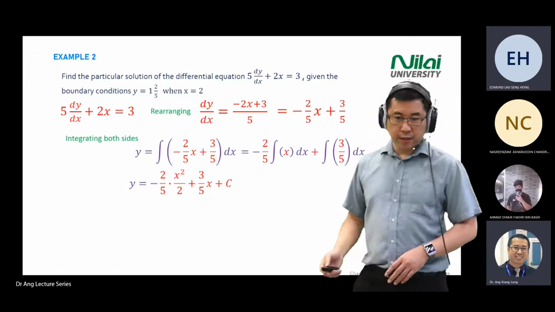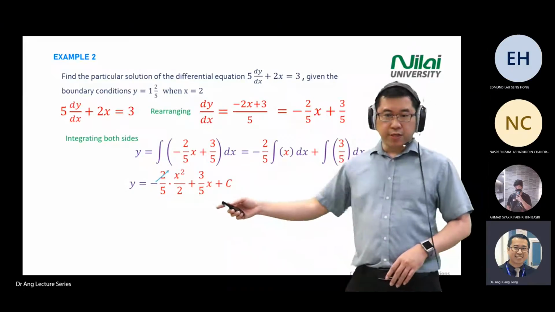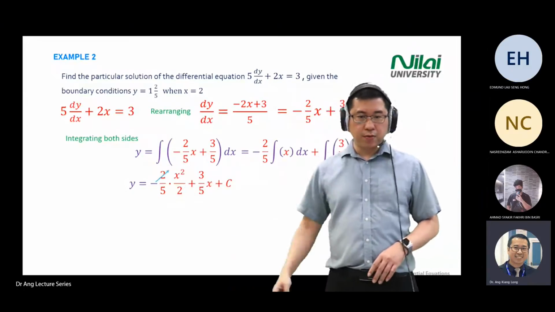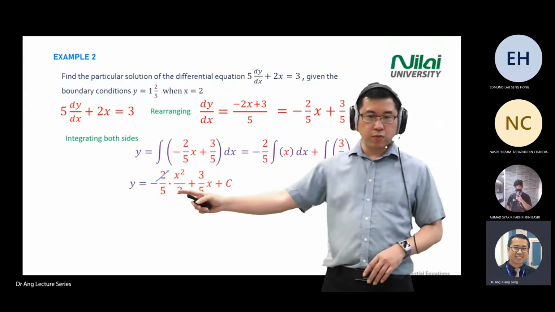Okay. Next, you just simplify, cancel the 2, or you can just remove the 2.